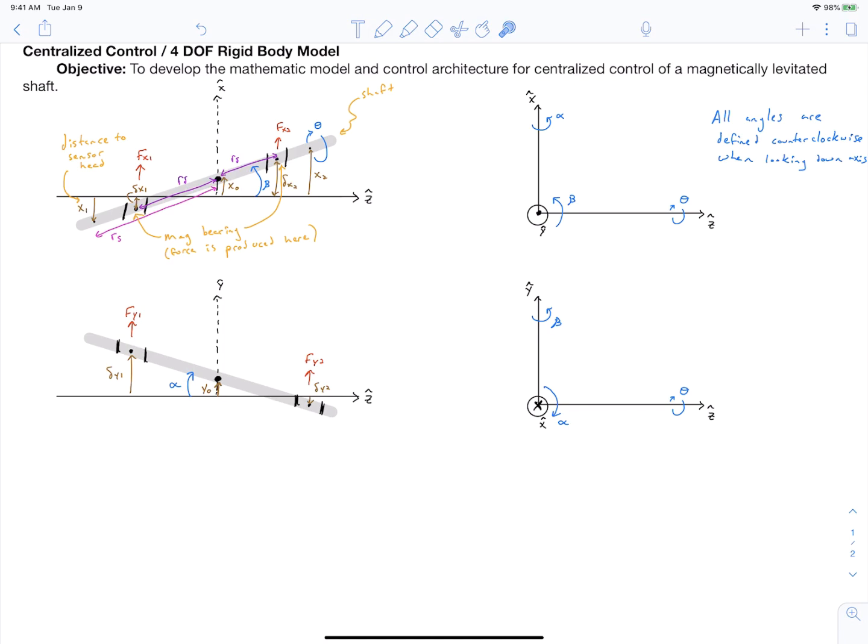We're now going to be developing differential equations for x0, beta, y0, and alpha, and then using that to get transfer functions for how each of these degrees of freedom, each of these state variables, depends on the forces that we produce with our magnetic bearing or a bearingless motor.